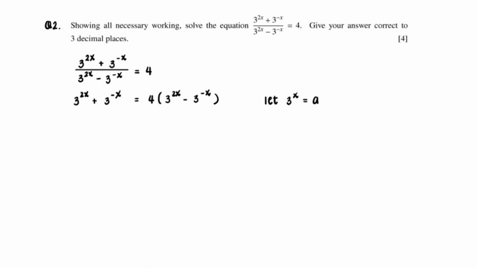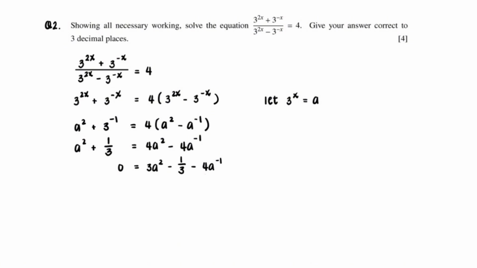Now this equation would look a little bit too complicated to solve, so we'll let 3^x equal to any variable. In this case, I'm using a. This leads us to a^2 + 3^(-1) = 4(a^2 - a^(-1)). For the left-hand side, we can write 3^(-1) as 1/3, and for the right-hand side, we can just expand the 4.